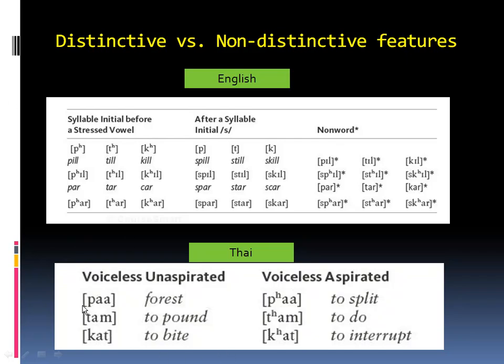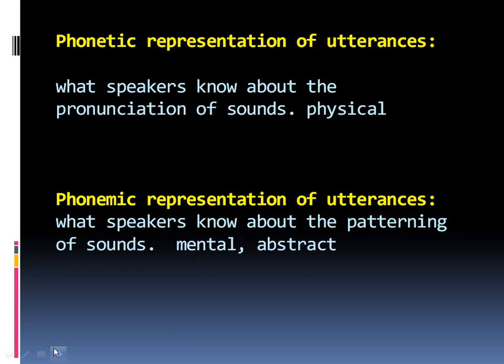But in Thai, if you say pa, with a long vowel, pa is forest. But I just added an aspiration because I'm an English speaker here. Okay, let's try to say it without aspiration. Pa, I guess closer to that. But if you say the other pa, it means to split. Tam, to pound, but if you say the other tam, to do, very different. So in Thai, if you were to make a phonetic chart, you would list the aspiration as a distinguishing feature, a distinctive feature.